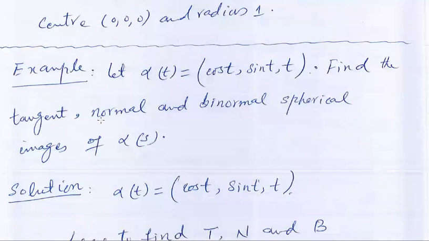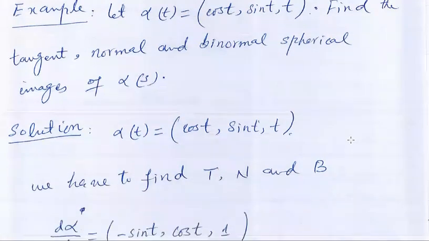Example: let alpha of t be equal to (cos t, sin t, t). Find the tangent, normal and binormal spherical images of alpha. So we have to find T of s, N of s and B of s. T of s is the tangent spherical image of alpha, N of s is the normal spherical image of alpha, and B of s is the binormal spherical image of alpha.